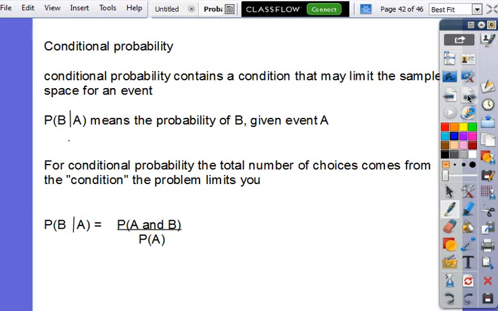All right. The condition limits the total number of choices that you're going to have. Where does the total number of choices go in the fraction? The bottom. So that means the bottom number is going to be using the condition part to get that part of the answer, if that makes sense. So here's the bottom part down here is the quote unquote formula you need. You find the A and B probability and put that over A. Why does the A go on the bottom? Because that's my condition that it's talking about. All right.